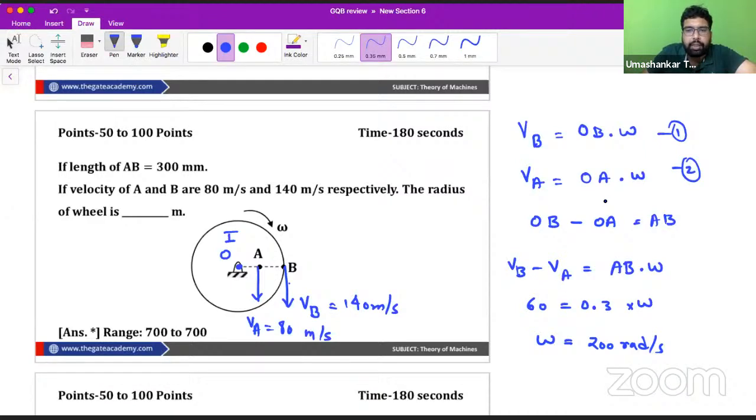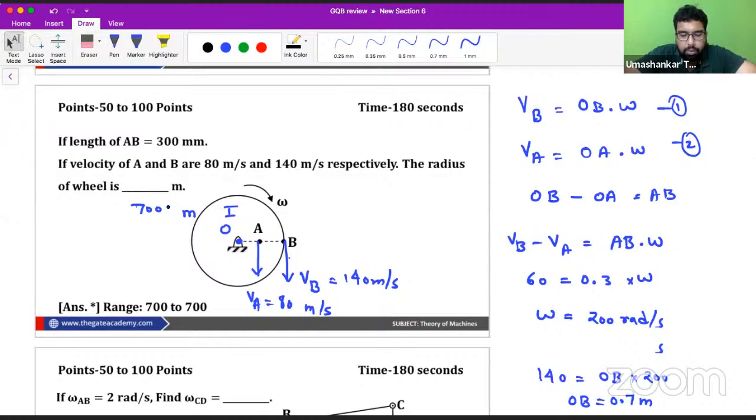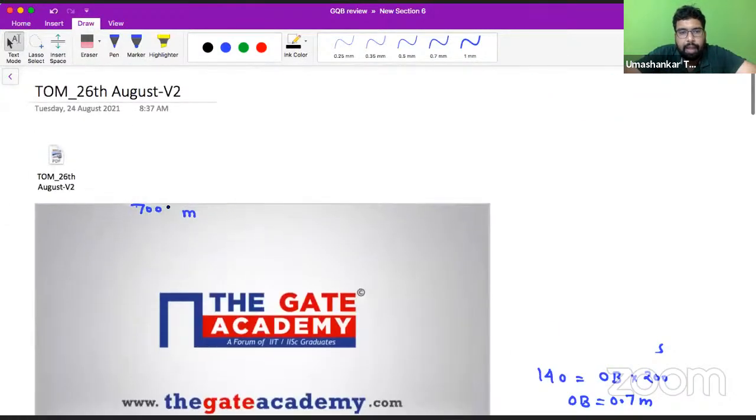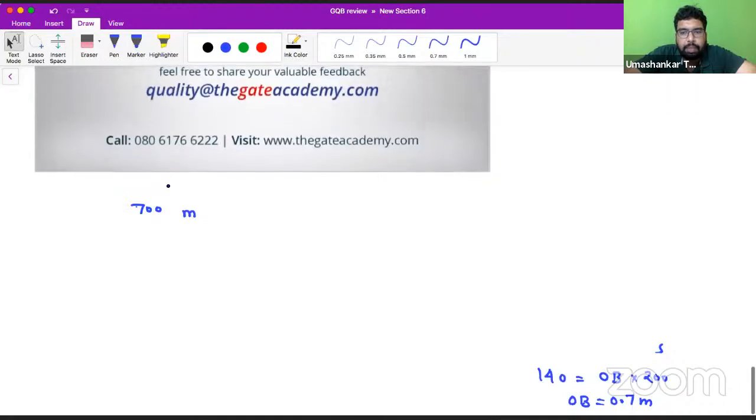Now we can put this in equation number 1 because we are supposed to find the radius of the wheel, that is nothing but OB. So VB we have, that is 140. OB we have to find, and omega we have got, that is 200 radian per second. So we are getting OB as 0.7 meters. So actually we have to answer in mm. So the answer to this question is 700. I hope it is fine to all of you. Any doubt in this question, you guys may ask me.